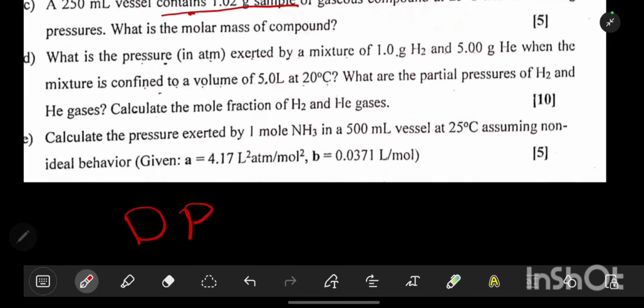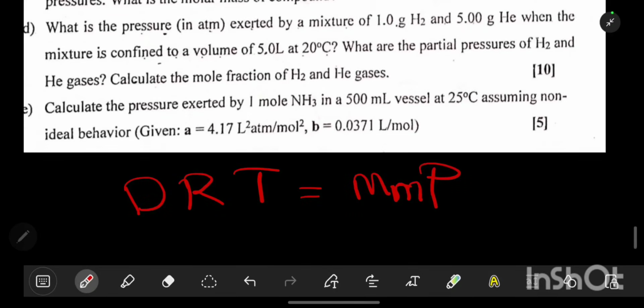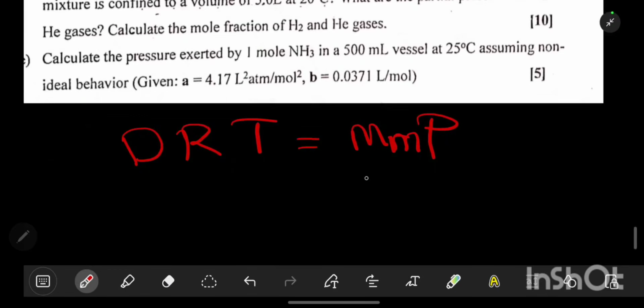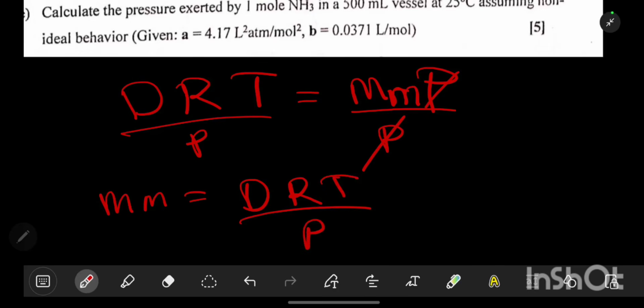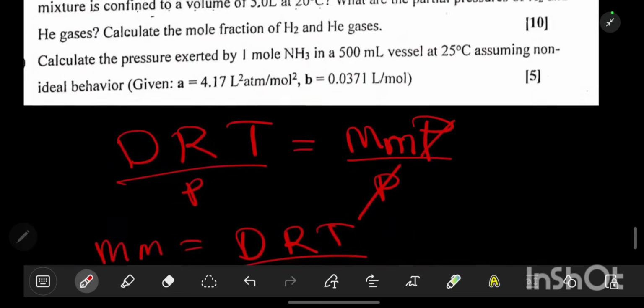So just spell the word doctor with big letters. Doctor T should be equal to Mr P, like that. So this is the formula we are going to use to find the molar mass. So you can just change it to the molar mass like that. So now, this will be over our pressure, so that will be our molar mass. So the molar mass is equal to density over the pressure, like that. So now let's just find the things.